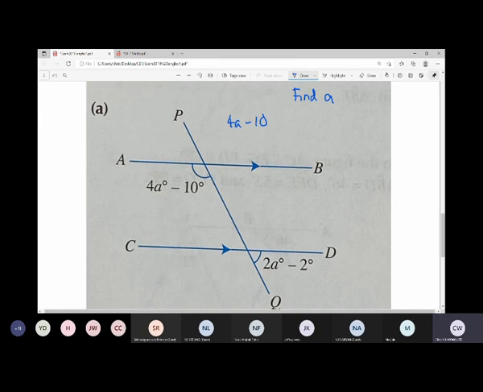You must form an equation first. If you want to solve an algebra equation, you must have a statement. If there's no statement, you cannot do. In this case, I just have one line, and one line cannot find A. You need a statement. For example, 4A minus 10 equals to what? Or maybe 4A minus 10 equals to 360 degrees. Then you can find A. If you don't have a statement, you cannot find A.